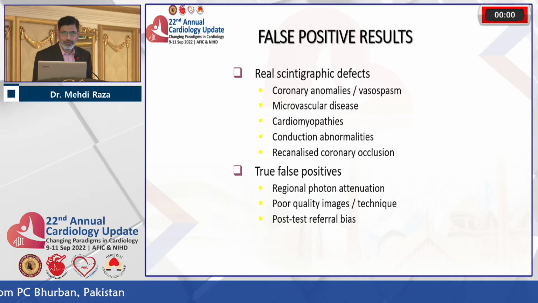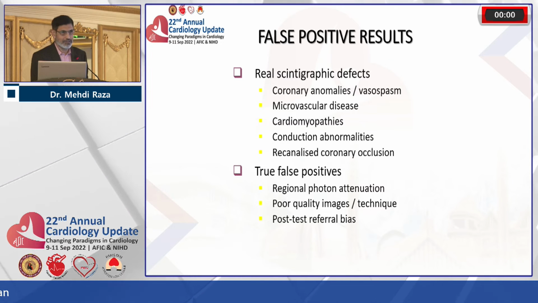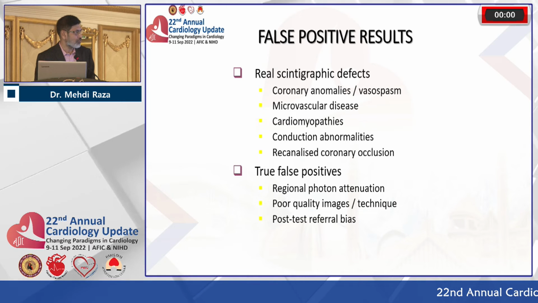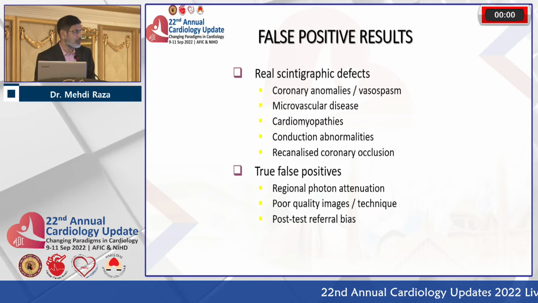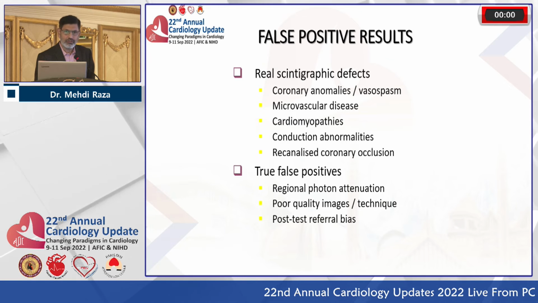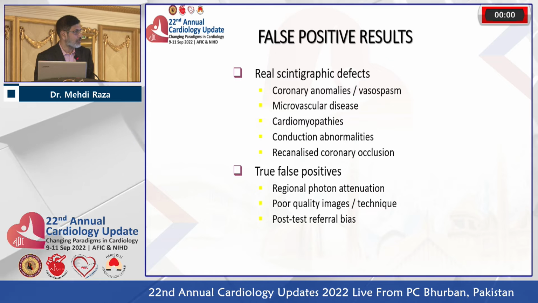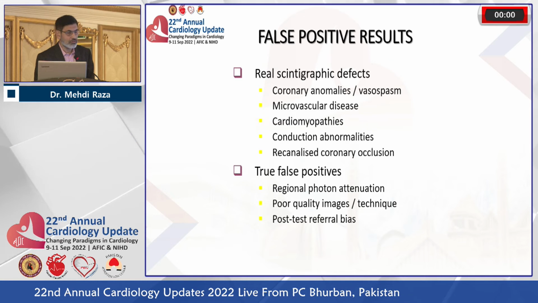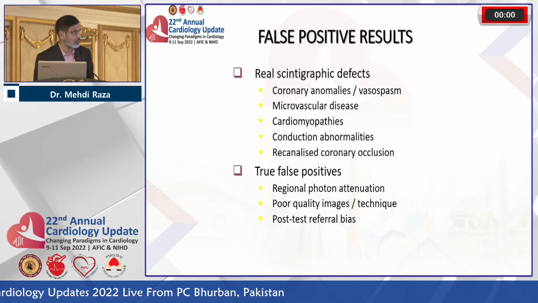These are the frequent problems which the cardiologists or the cardiac surgeons feel are there with myocardial perfusion imaging. Real scintigraphic defects or true false positives. Now, real scintigraphic defects can occur because of coronary anomalies. They can be a vasospasm. So many times there is vasospasm on angiogram, and the patient is diagnosed as somebody with a lesion, but actually there is no lesion. It was just that vasospasm, the transient phase that the patient was passing through.